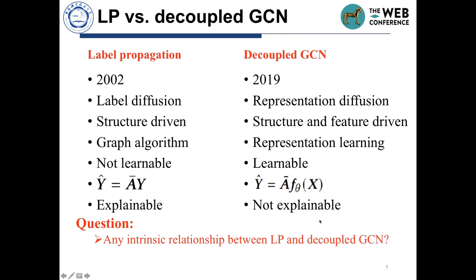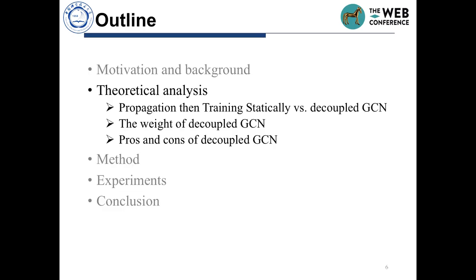Here is a comparison between label propagation and decoupled GCN. Decoupled GCN emerged much later than label propagation, in 2019. Label propagation diffuses label information, while decoupled GCN diffuses representation information. Label propagation focuses on graph structure only, while decoupled GCN focuses on both structure and feature information. Although they are proposed in different eras and differ in many details, they are also very similar. Is there any intrinsic relationship between them? Next, I will show that decoupled GCN is equivalent to label propagation.